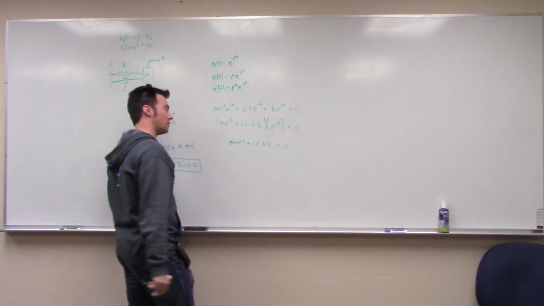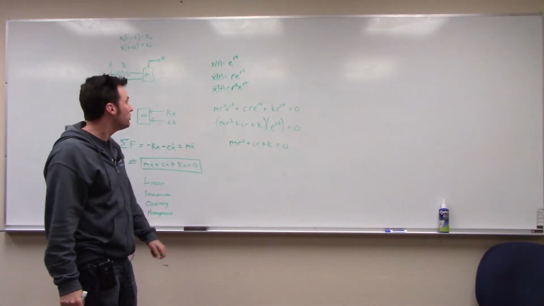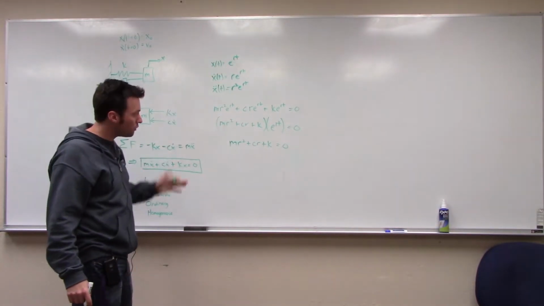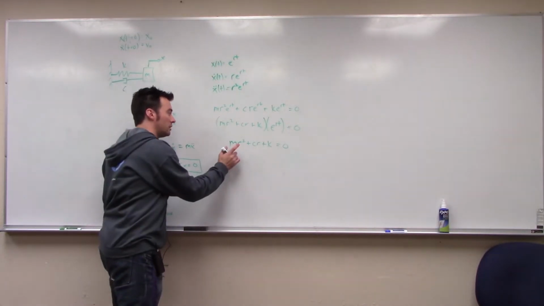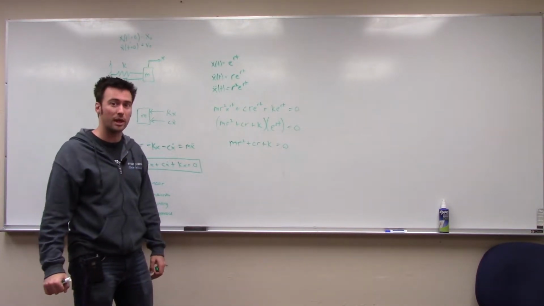We want that to be 0. And that puts a condition on what r can be. It says, if you want e to the rt to be a solution, well, in order for that to be true, then this has to be true. So we can find out what r needs to be in order to make that happen.